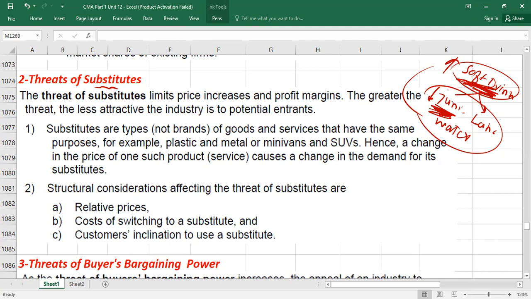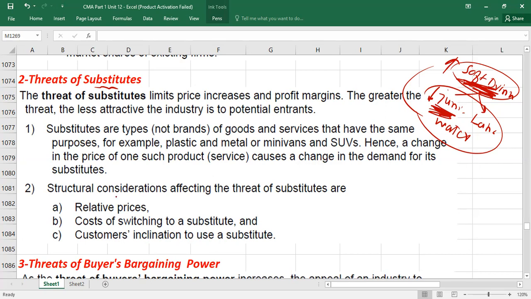So that is why, whenever many close substitutes are available, it means you cannot earn high profit, and you are forced to reduce the prices of your product. But if you increase the prices, people will move to the substitute side. Understood? So this is what is called threats of substitutes. You have to check this point.